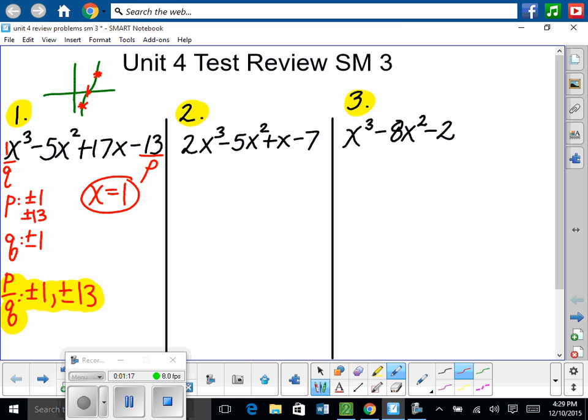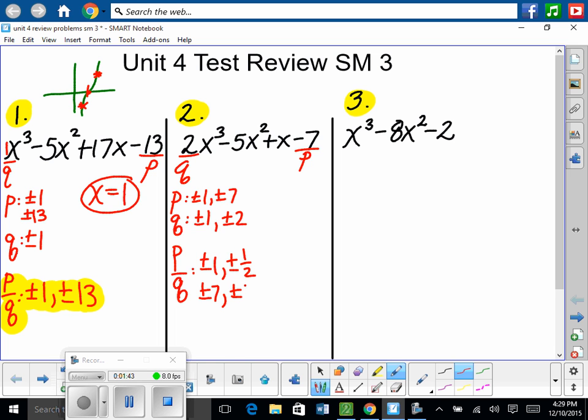So we do that same thing with number 2. This is our Q, this is our P. Factors of P, plus or minus 1, plus or minus 7, and Q, plus or minus 1, plus or minus 2. So all possible P divided by Q's: plus or minus 1 over 1 is 1, plus or minus 1 over 2 is 1/2, and then 7 over 1 is 7, and then 7 over 2 is 7/2.